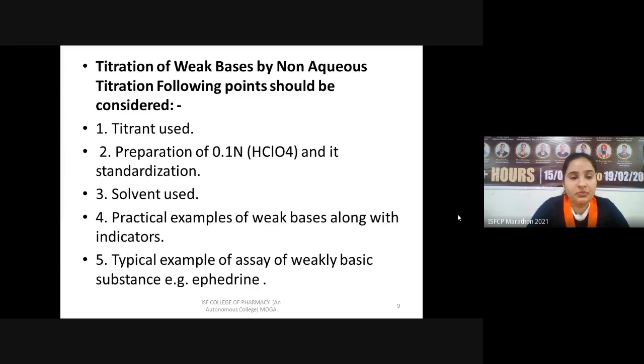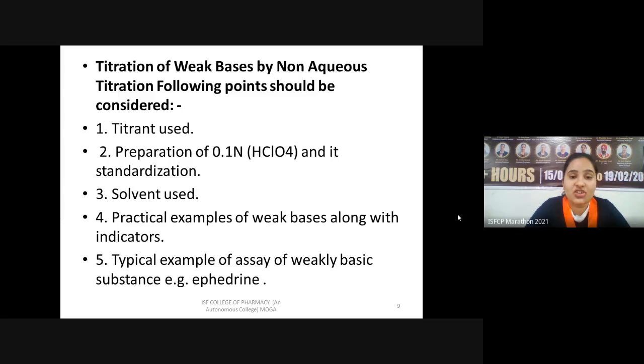The third point is the solvent used. We will also be using a solvent, and the solvents which are generally used are free from moisture, free from any type of water content, because so far we have studied that water competes with the reaction.